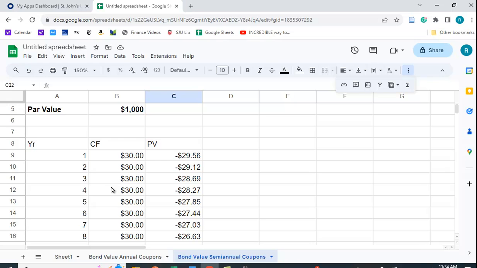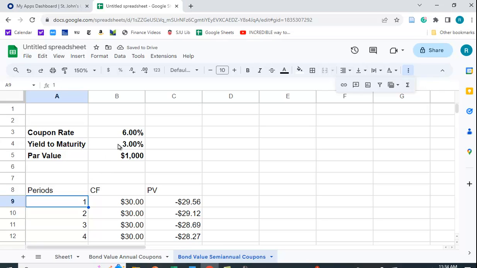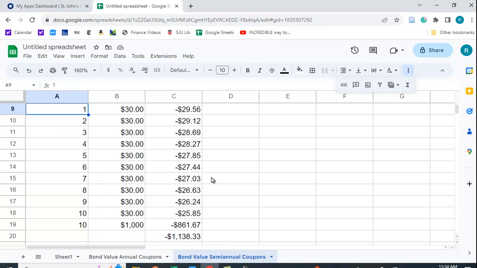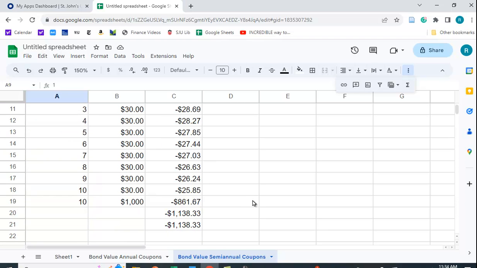When you have semi-annual coupons, you're going to have twice as many periods. So I actually shouldn't have put years here. I should have put periods. And the yield to maturity is going to be half the amount. Because this is 3% per year, it's going to be 1.5% every 6 months. So you can do it both ways. Several ways to do it in Excel, but again, in Google Sheets.